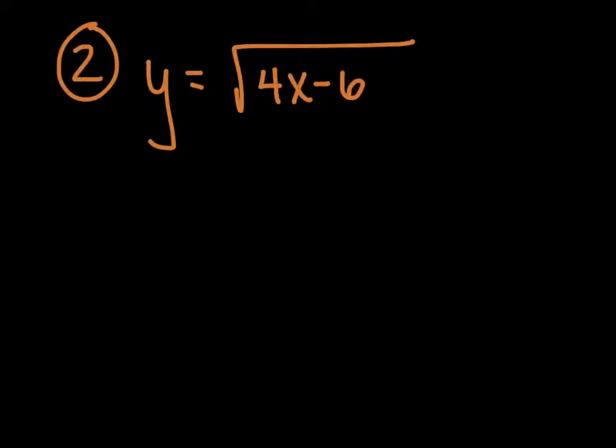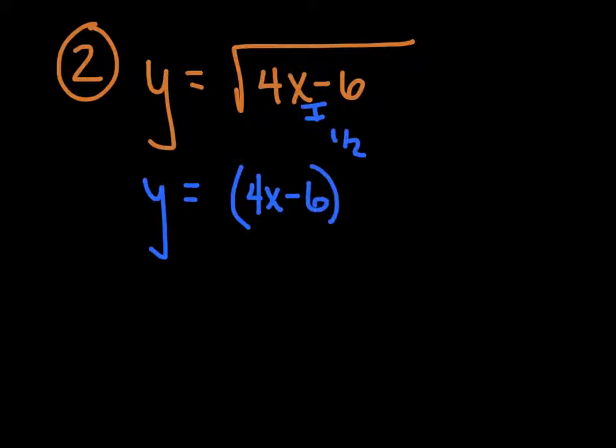Number 2, y equals the square root of 4x minus 6. Now, again, do you have an inside and an outside? Well, I think the inside is very clear because this is in the radical. Maybe if you rewrite this, it'll make it even more clear. This is really 4x minus 6, all raised to the 1/2 power. I can rewrite a root as an exponent.